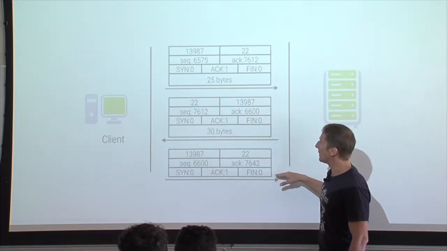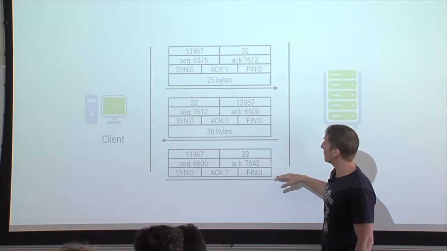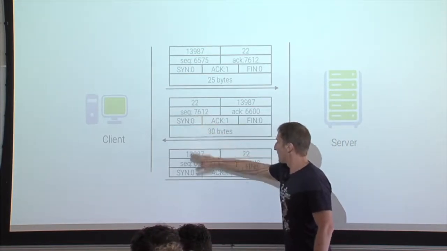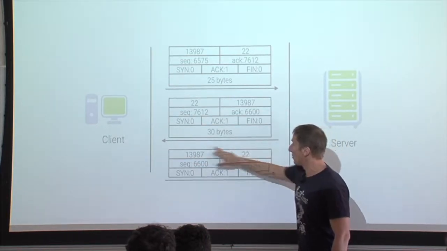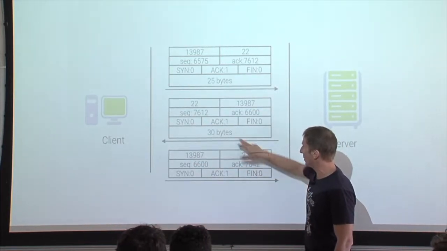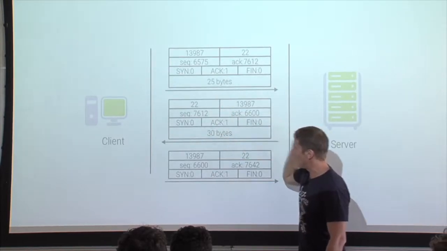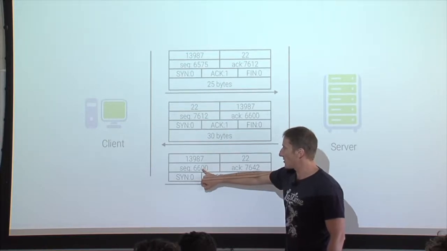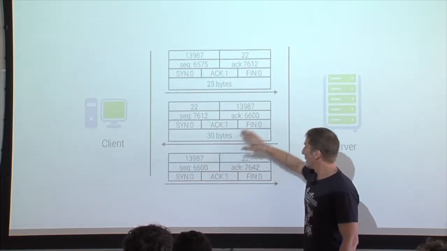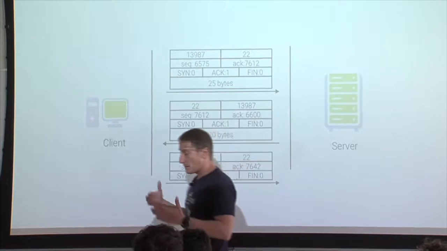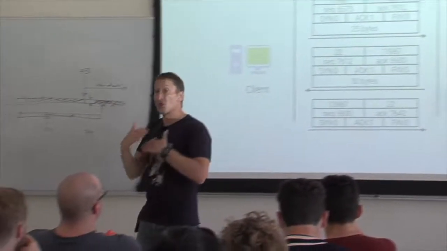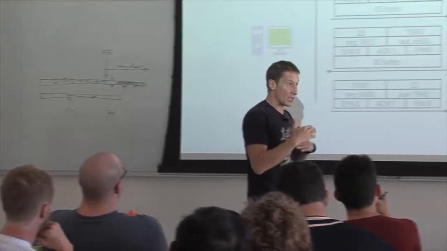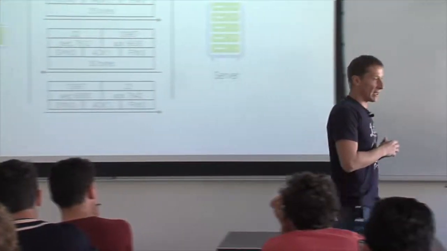And you can see that in this case, the acknowledgement number is completely empty, has no data, but acknowledges the 30 bytes sent by the server to the client and restates that we are at sequence number 6,600. That means that the communication is now in a synchronized state. Both client and sender agree on their sequence and acknowledgement numbers.